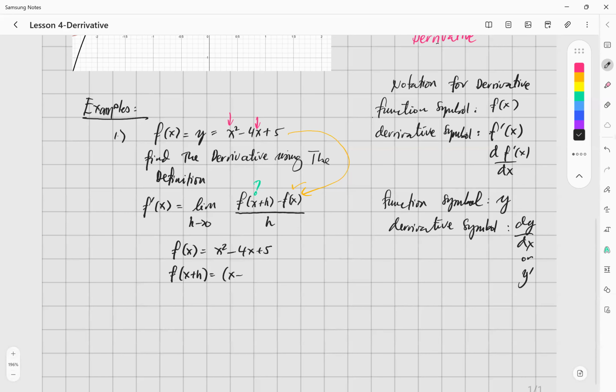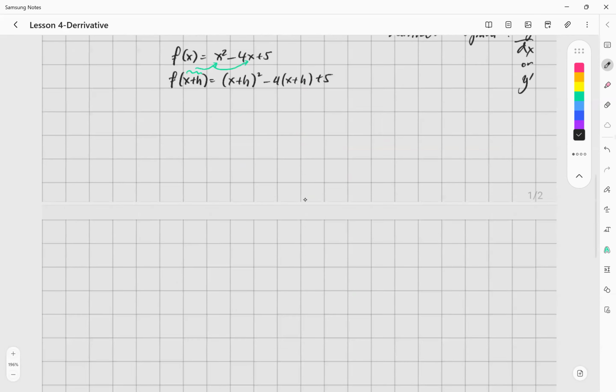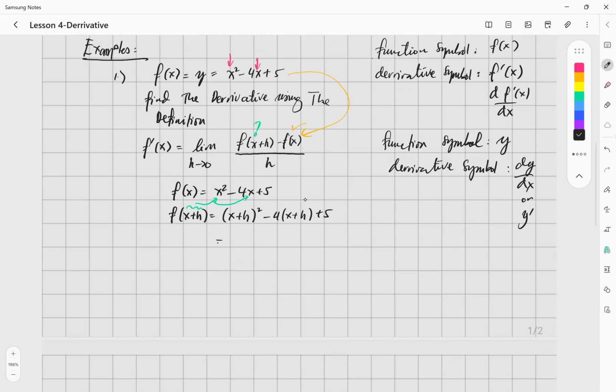We replace every x value with x plus h: x plus h squared, minus 4 of x plus h, plus 5. So when you do that, you expand it. This becomes x squared plus 2xh plus h squared minus 4x minus 4h plus 5.